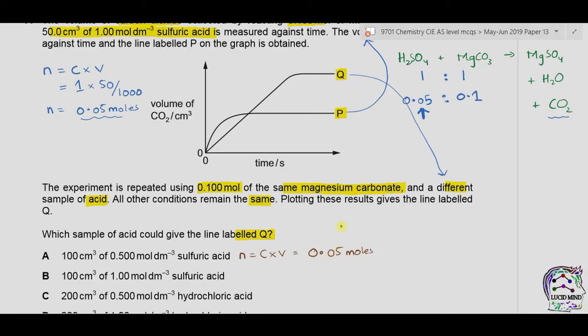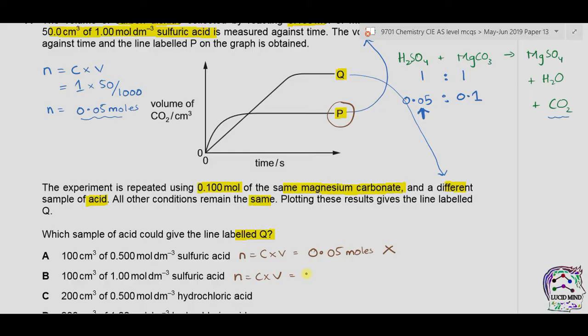Now these number of moles are same as the one given in the question. So therefore the volume of carbon dioxide will not be changed, it will still be P. So A is incorrect. Similarly, using the formula for second concentration, we have 100 centimeter cube of 1 mole per decimeter cube sulfuric acid.